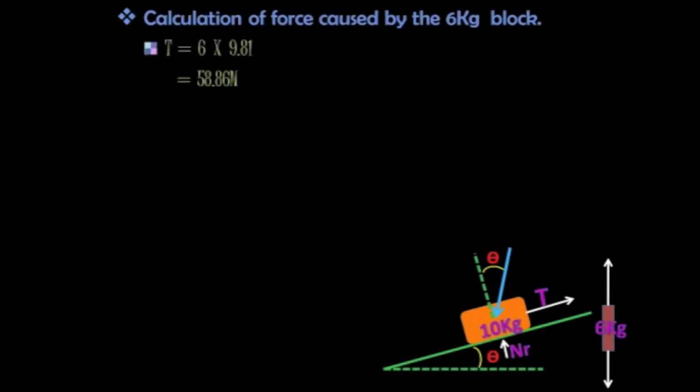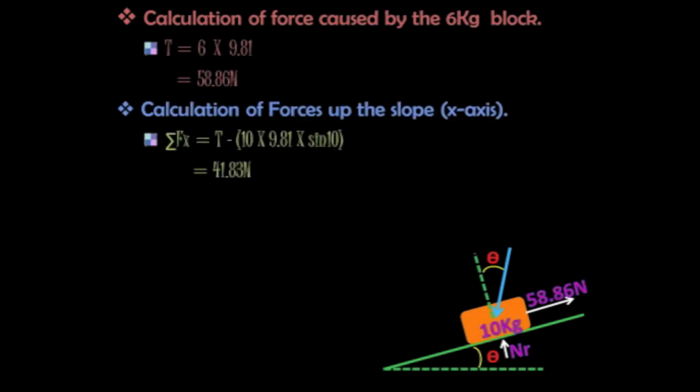Now let's solve the problem. We first need to calculate the force contributed by block B, which would give us tension T. So T would be 58.86 Newton. Now the force of block B is represented by tension T. We then calculate for forces up the slope. So summation of Fx would be T minus the x-axis of the new CG, which would give us 41.83 Newton.